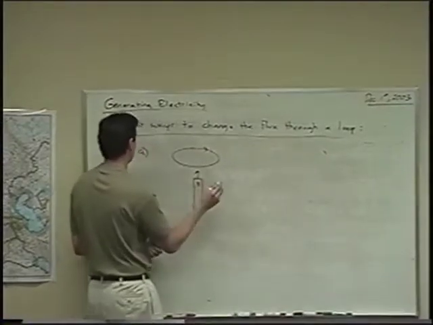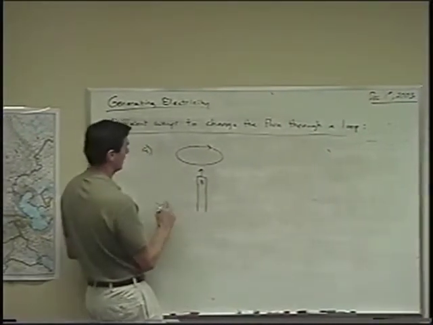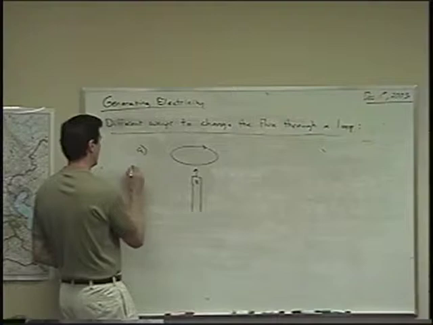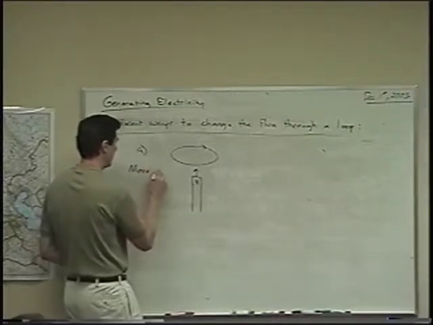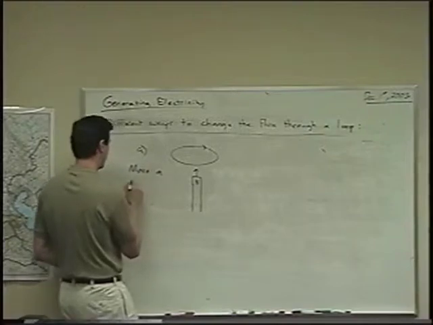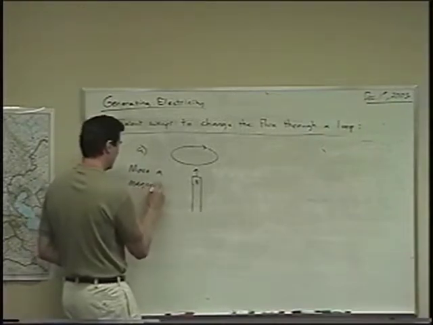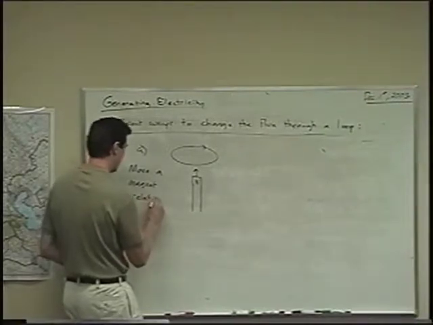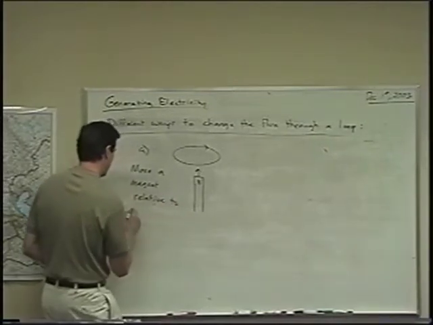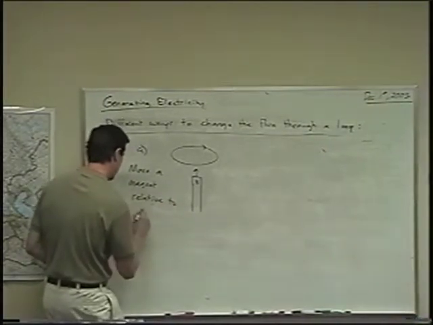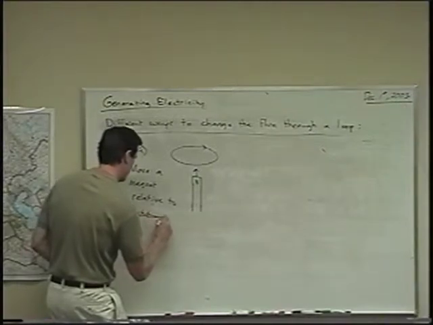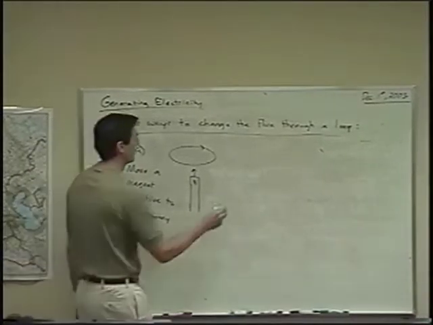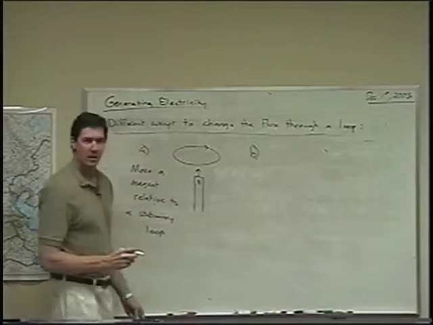So that's one way. One way to generate a current is to move a magnet relative to a stationary loop. Okay, what's another way?